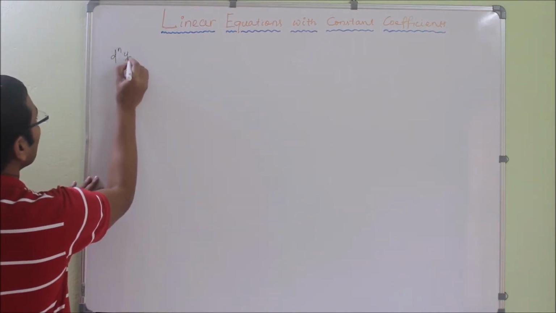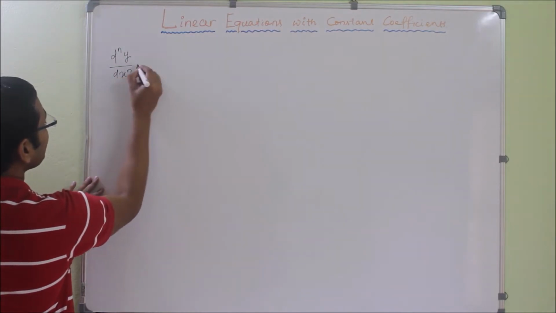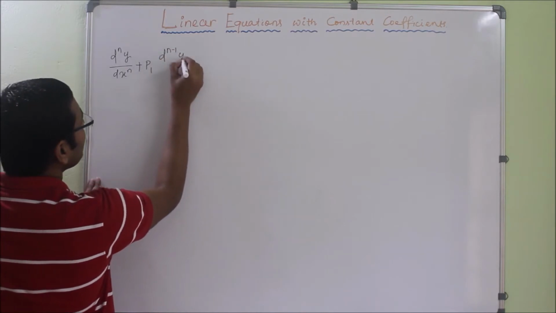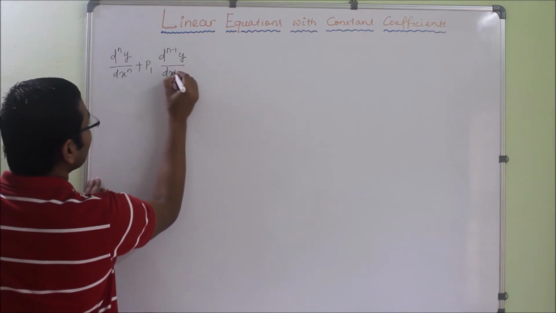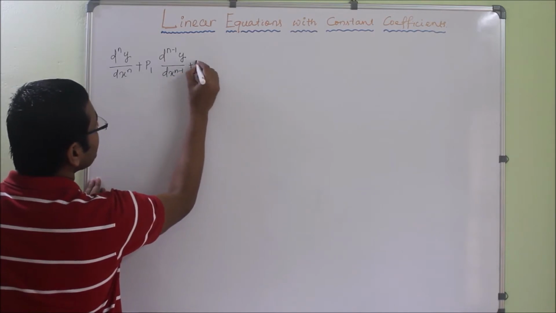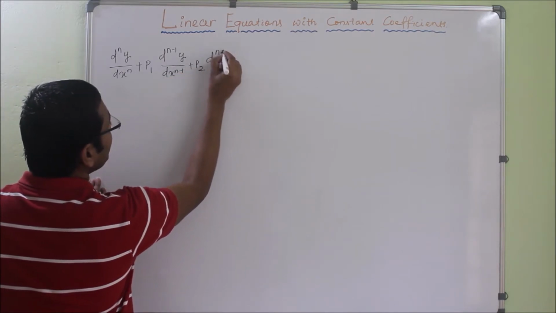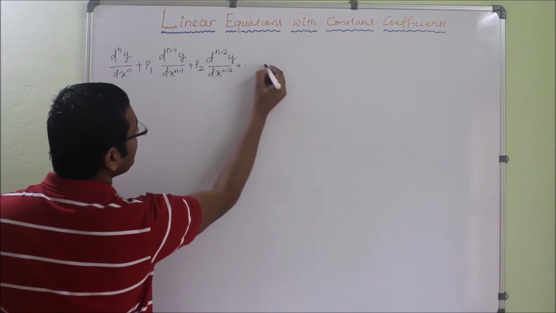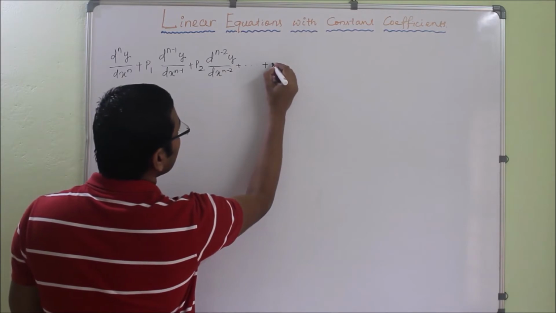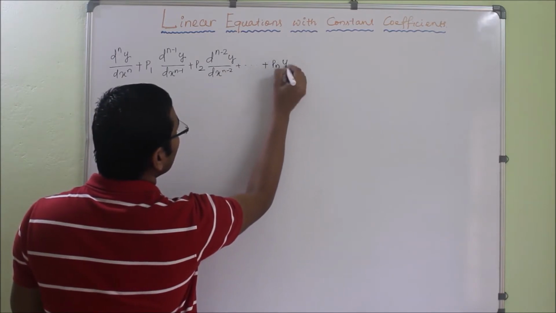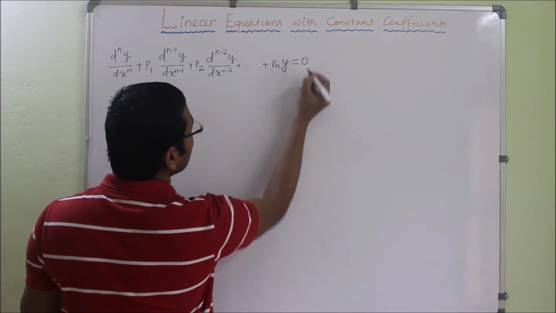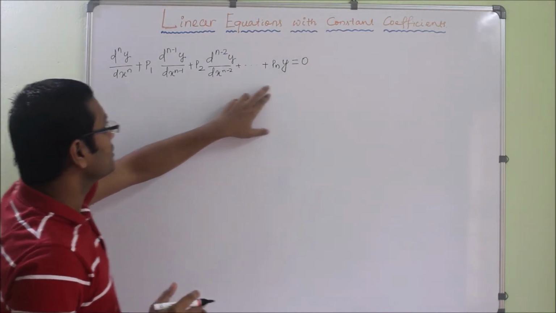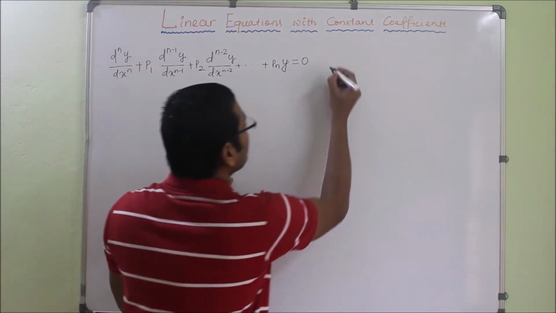d^n y by dx^n plus p1, where p1 is a constant here, d^(n-1) y by dx^(n-1) plus p2 d^(n-2) y by dx^(n-2), and so on. And the last one is pn y equal to 0. So the right side is 0, which means it is homogeneous. How to solve this type of problem, that we have to see.